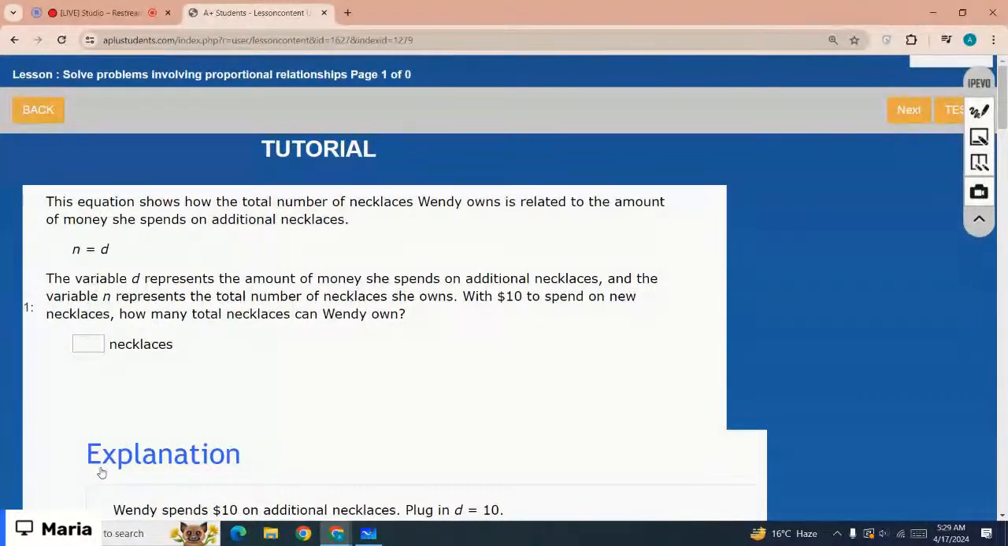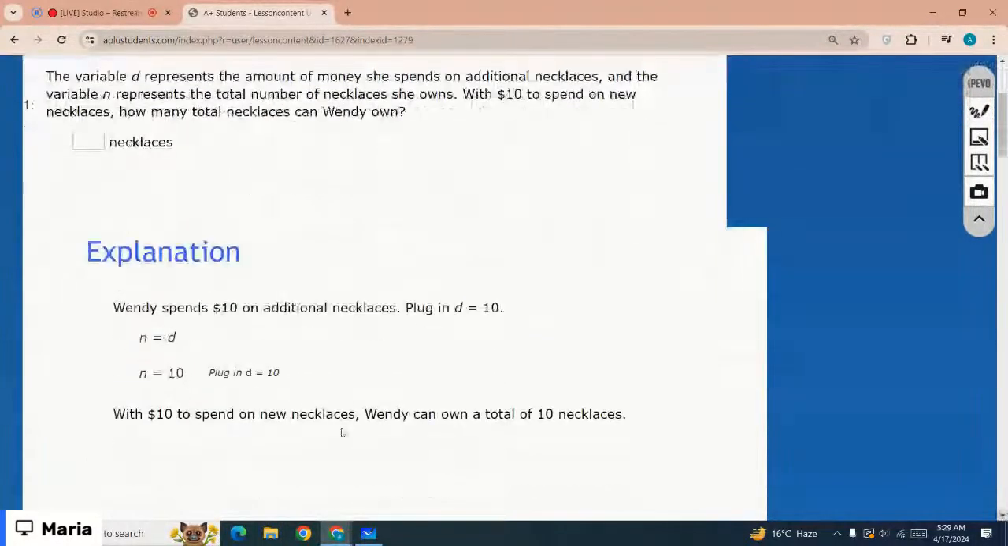Right? So variable N represents the number of necklaces, and variable D represents the amount of money she spent. So if she has $10, how many necklaces can she buy? You are given the equation N equals D, right? D is 10. So N equals D, so that means N is also 10. You can see here when she spends $10 on additional necklaces, plug in D equals 10. The correct option is 10, right?